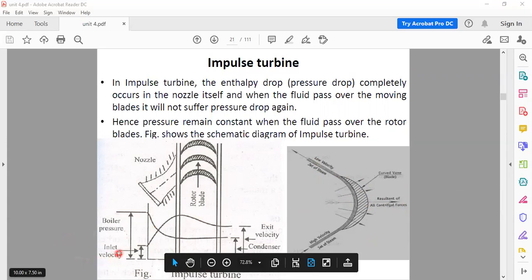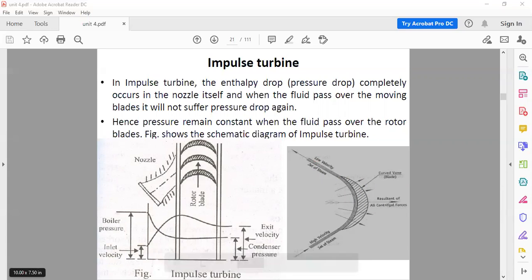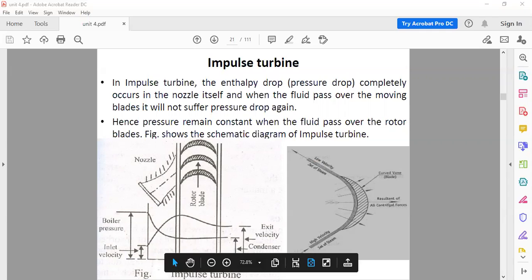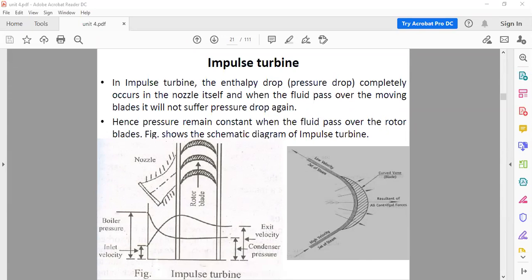See, at the time steam enters the nozzle, the inlet velocity is low and the pressure is very high.